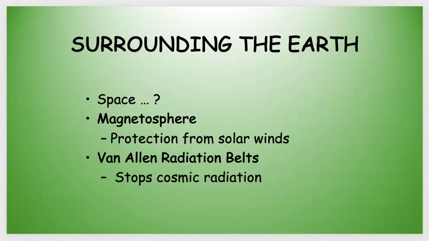Right now, we just say that the magnetosphere gives us protection from the solar winds. Solar winds make the news every so often. Solar flares and then solar winds, because they mess with the cell phone signals and stuff like that.